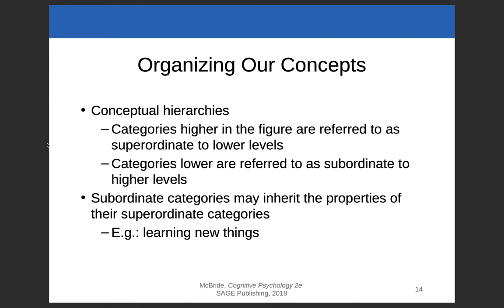Subordinate categories inherit the properties of their superordinate category. So, for example, felines. If I know a particular critter is a feline, right there, I know a lot about that critter. I know that it's a hunter. It eats meat. I know its general shape. Maybe I even have an idea as to how big it might be. So I already know a lot about a particular critter if I know it's a feline. So we inherit that information from the superordinate category.